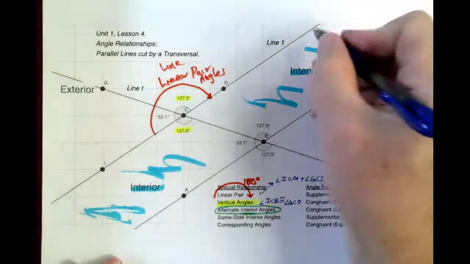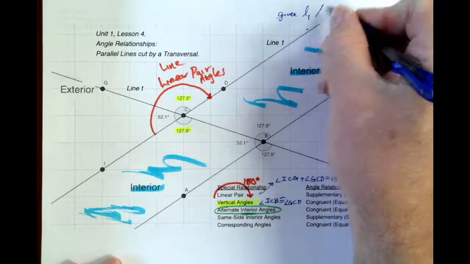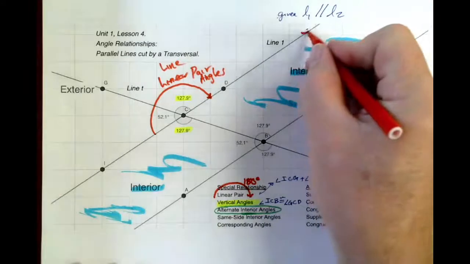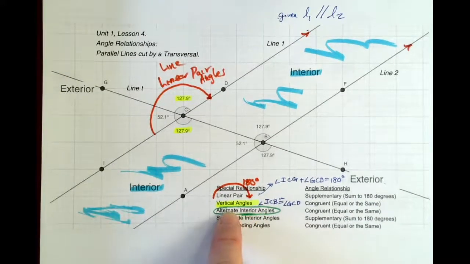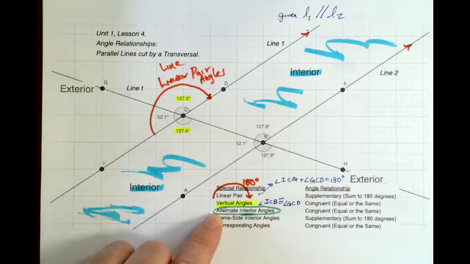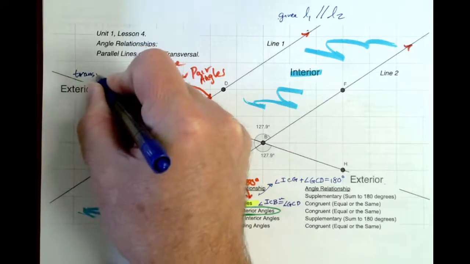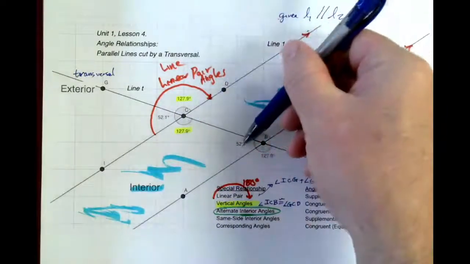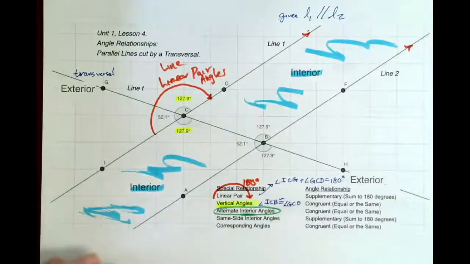We need to be given that line 1 is parallel to line 2. And if you want to pop some red arrowheads in there, that's super good. Okay, alternate interior angle. So now when we're talking about alternate, we're talking about the transversal. So here's your transversal line. And when you're traveling on the transversal line, you could either be on the same side, in this case it's below, or you could be on alternate sides. So let's take a look.